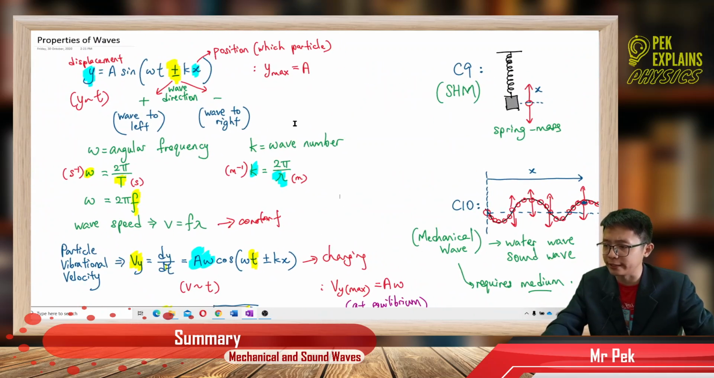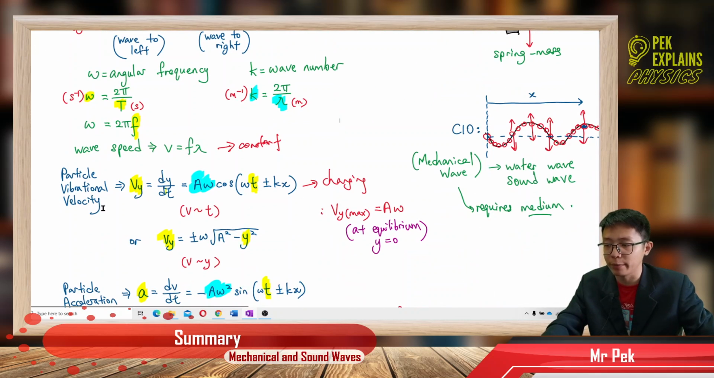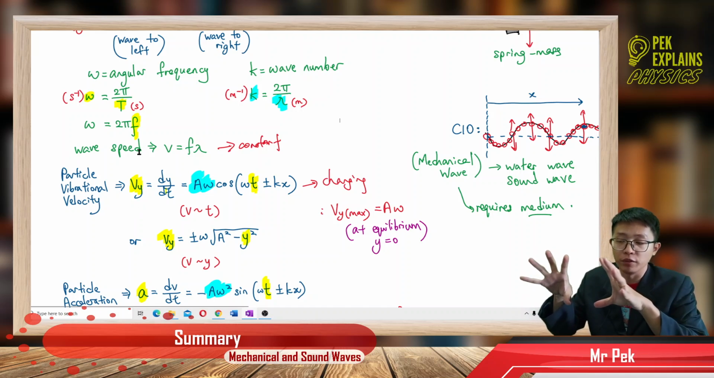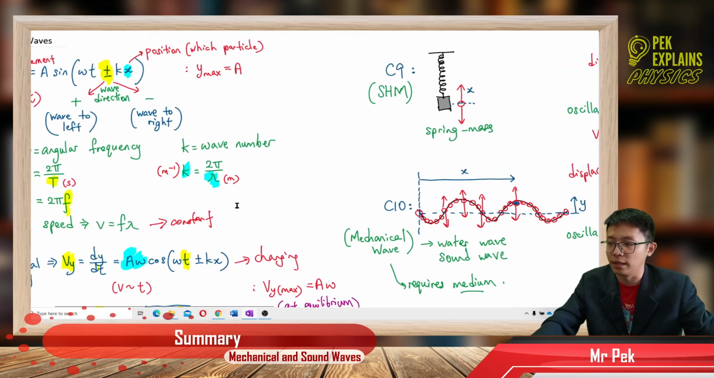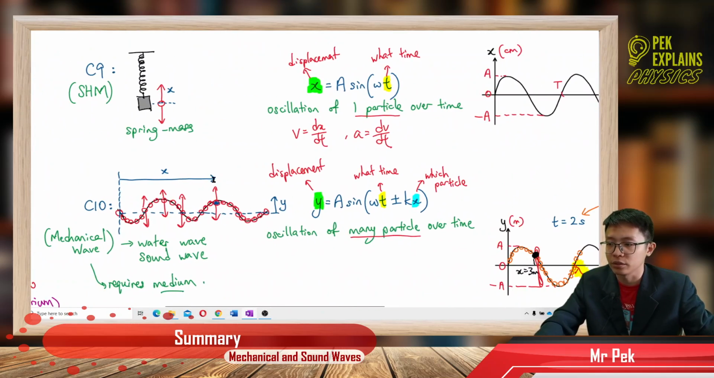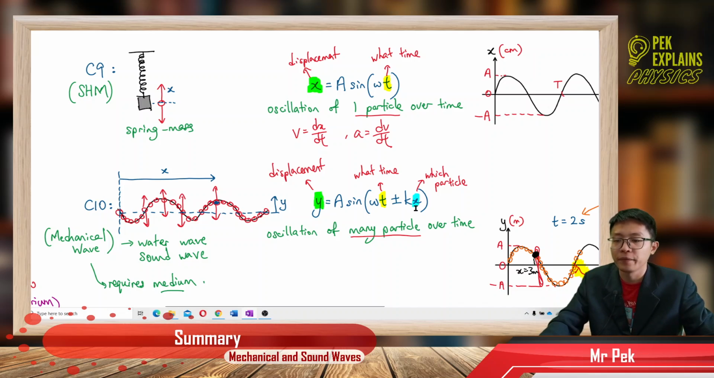I just want to let you know the difference between the wave speed and particle vibrational speed. Wave speed is the speed of the whole wave. Particle vibrational velocity is the velocity of each oscillating particle in the medium. In chapter 9, we were only concerned about the oscillation of one particle. This time we consider the oscillation of many particles over time. That's why we have the extra kx here. x represents which particle you refer to: which particle, at what time, has what displacement.